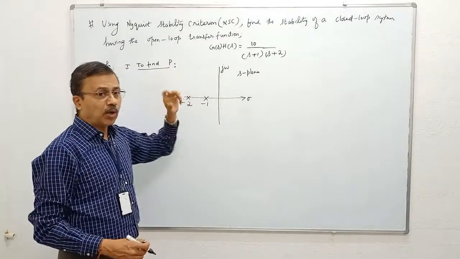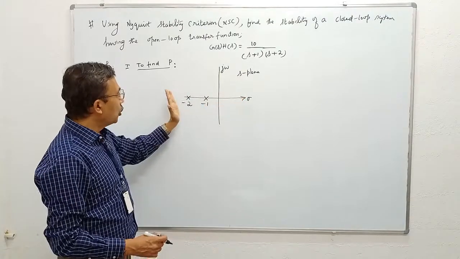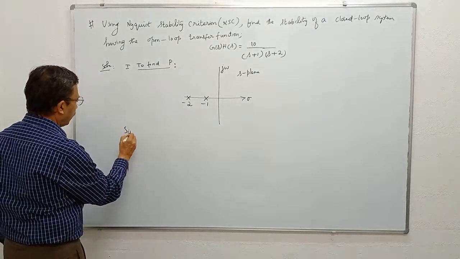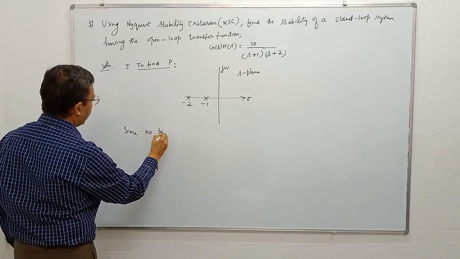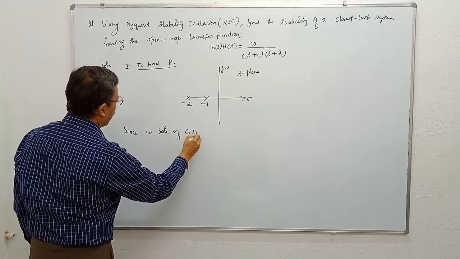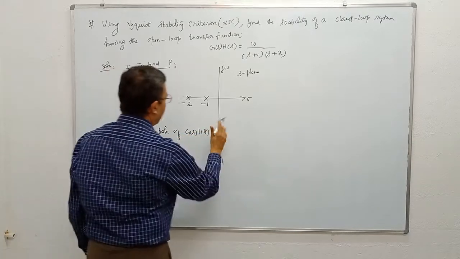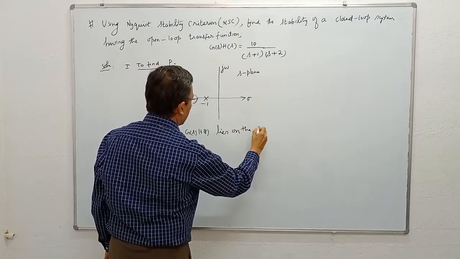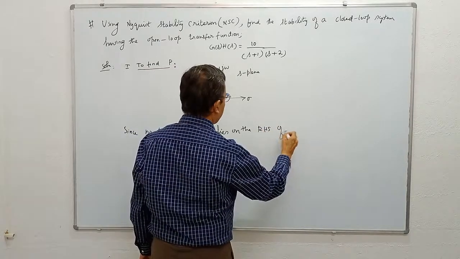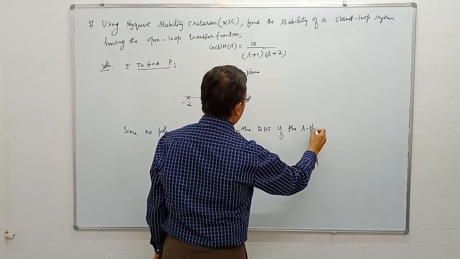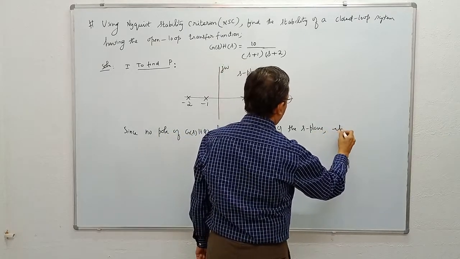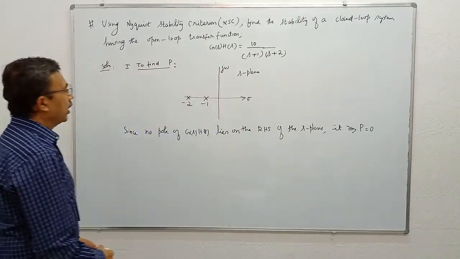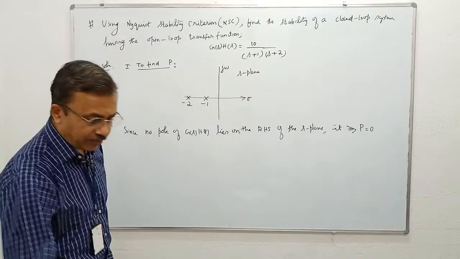Both the poles are on the left hand side of the S plane. P stands for number of poles on the RHS of the S plane. No pole lies on the RHS of the S plane. Therefore, P equal to 0. Since no pole of G(s)H(s) lies on the RHS of the S plane, it implies P is equal to 0. So Nyquist stability criterion is Z equal to P plus N.